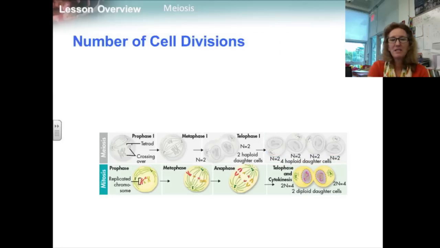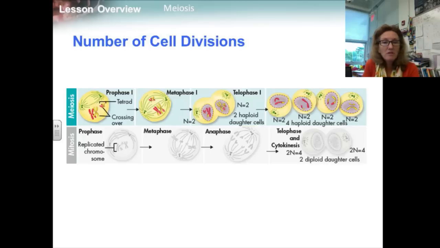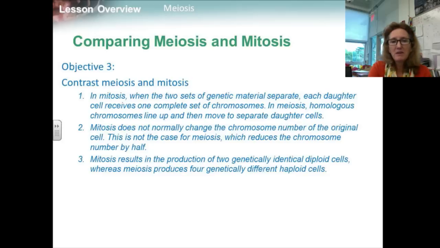All right. Mitosis is a single cell division, resulting in the production of 2 genetically identical diploid daughter cells, as you should know. But meiosis requires 2 rounds of cell division, and in most organisms produces a total of 4 genetically different haploid daughter cells. So when we compare meiosis and mitosis, in mitosis, when the 2 sets of genetic material separate, each daughter cell receives 1 complete set of chromosomes. In meiosis, homologous chromosomes line up and then move to separate daughter cells.